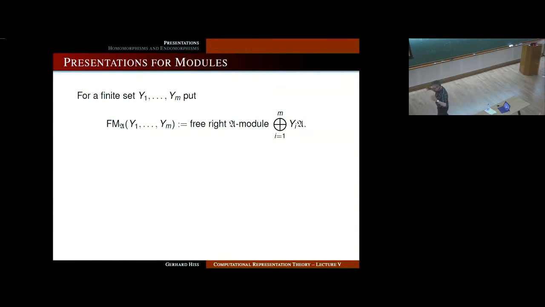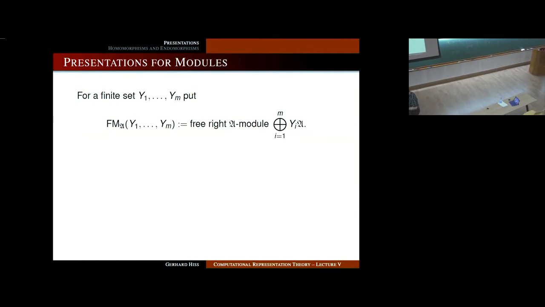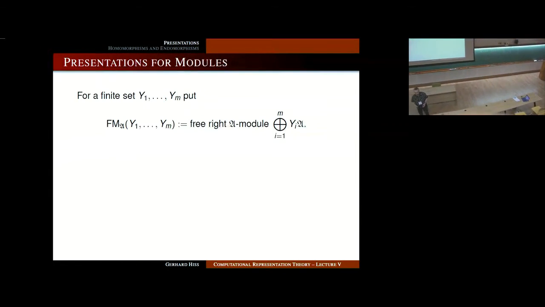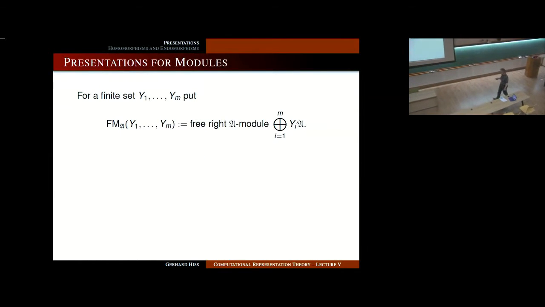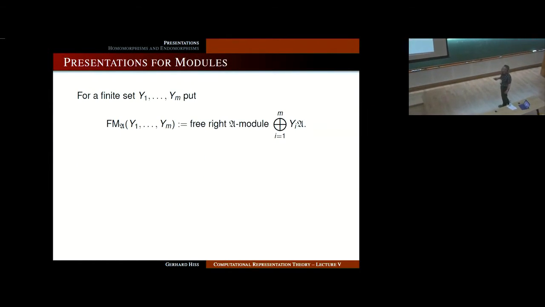Okay, so from a finitely generated matrix algebra of a finite field, you can produce a finite presentation if the algebra has not too large a dimension, and you can find its dimension. Well, you can also, of course, present modules for the algebra. You start with a free module. So this is just a direct sum of isomorphic copies of A with some generators yi, I have called them. So this is the free module on finitely many generators.